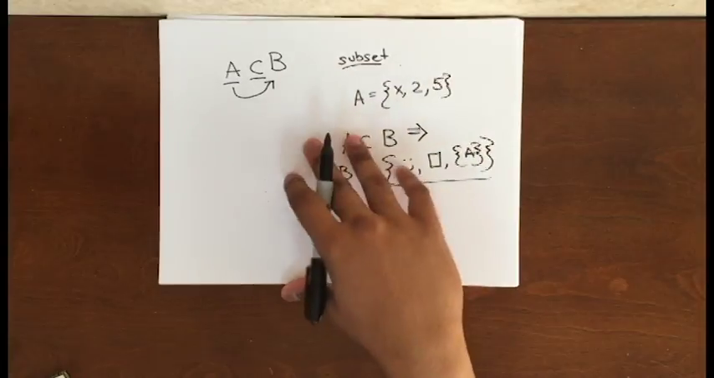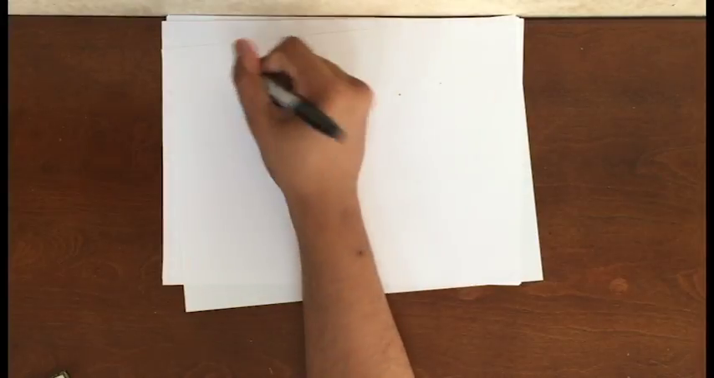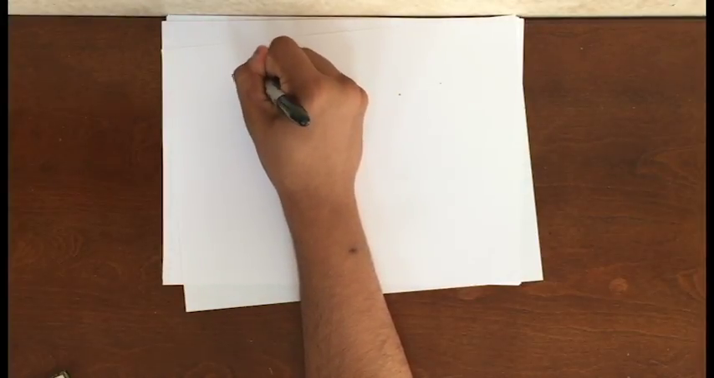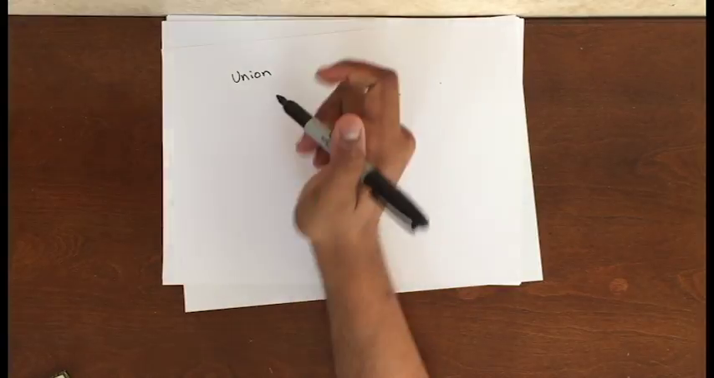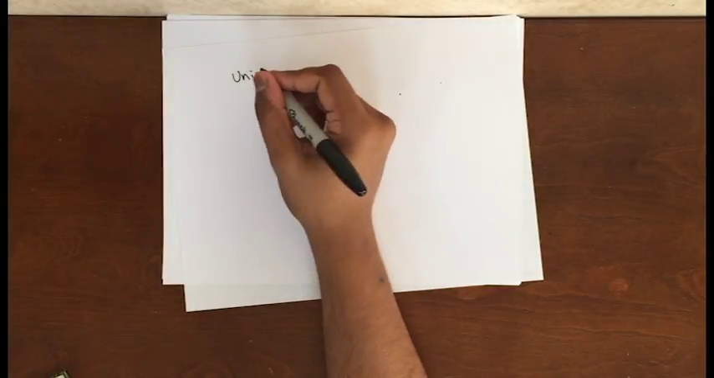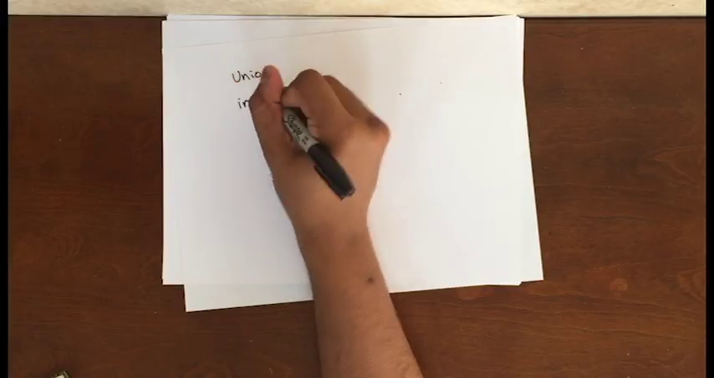Okay, so there's that. Some other useful notation is a union. And you guys might be familiar with this if you've ever had any previous mathematics education. You might have seen this in other classes.